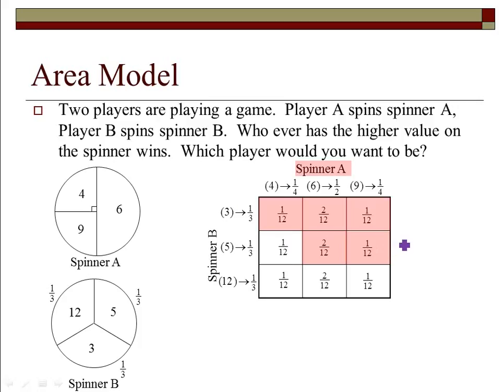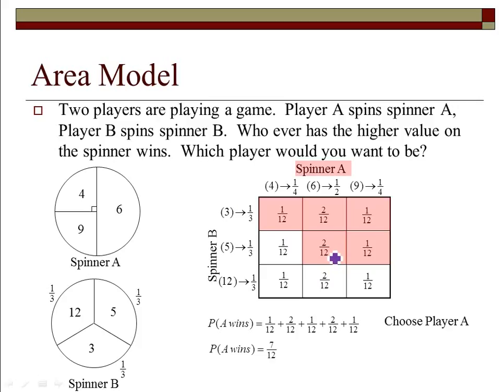Now I've got to add up all of my fractions here. So I've got 1/12 plus 2/12 plus 1/12 plus 2/12 plus 1/12. Add up all your numerators. I get 3, 4, 5, 6, 7 out of 12. Well, 6/12 is 50%, so 7/12 is over 50%. So the probability A wins is 7/12. That means B winning would be 5/12. So in this case, I'd choose player A.